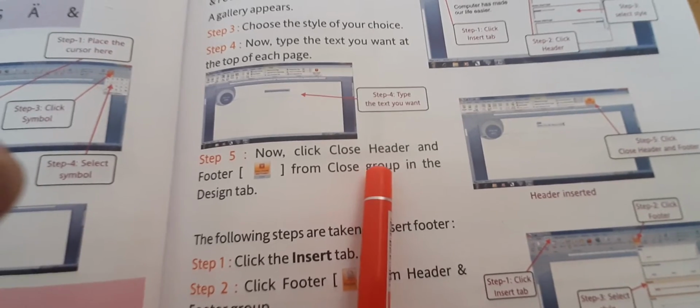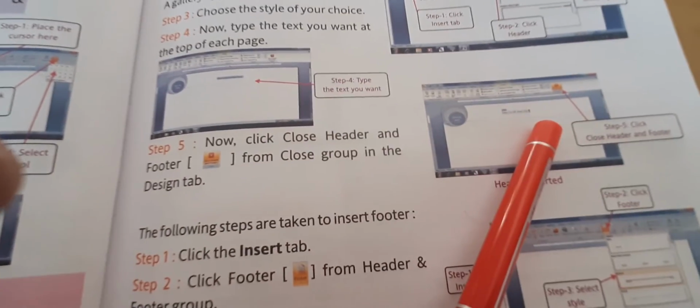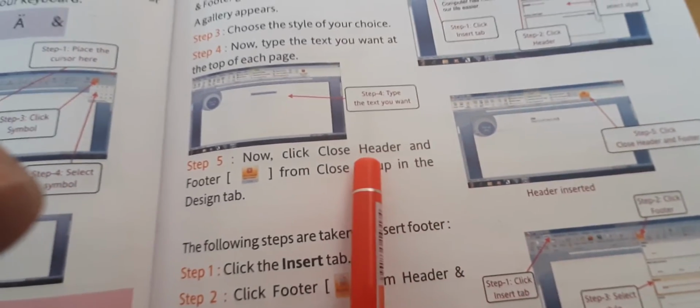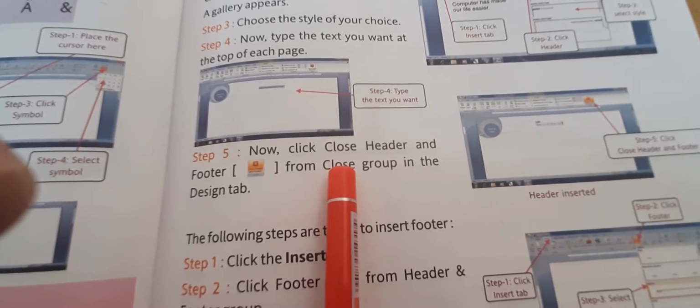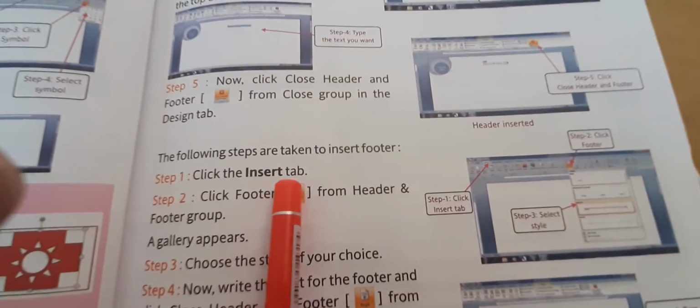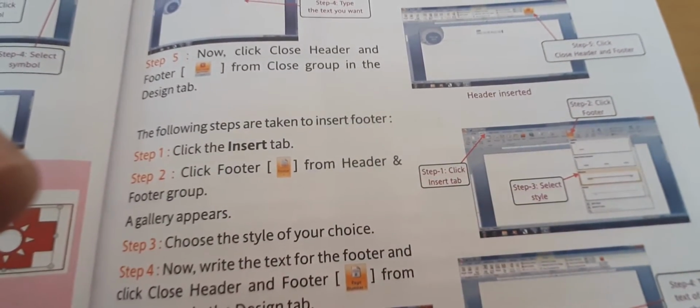Now click close header and footer from close group in the design tab. Means you need to close the header and footer group after you have done the changes or you have specified what you want in the header. Okay. The following steps are taken to insert footer, means bottom part.